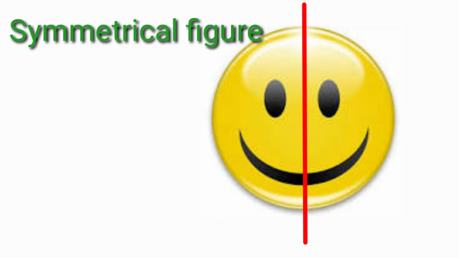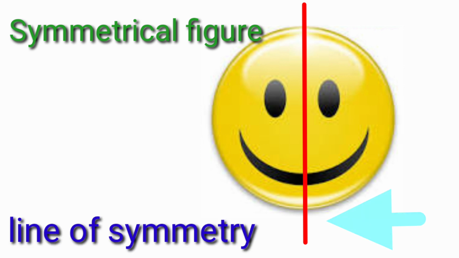Children, look at this smiley. Okay, let us check whether this image is a symmetrical figure or not. Let us draw a line that divides this figure into two parts. Yes, look at the one half. It completely covers the other half. Yes, this is a symmetrical figure. This line is called the line of symmetry.